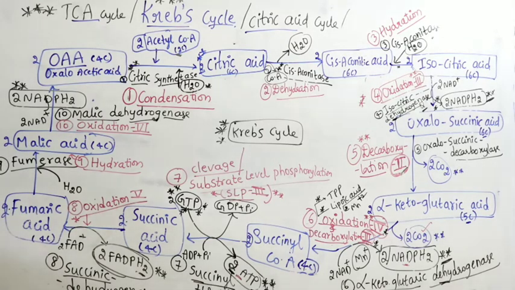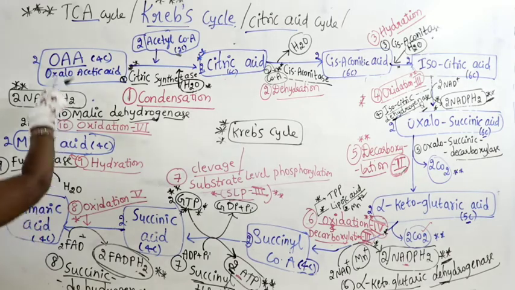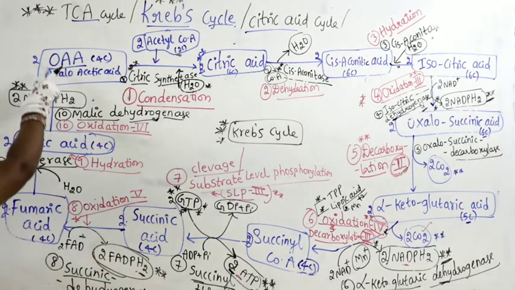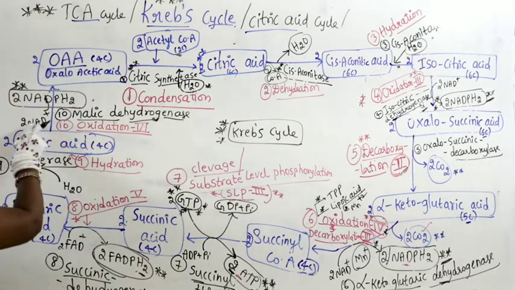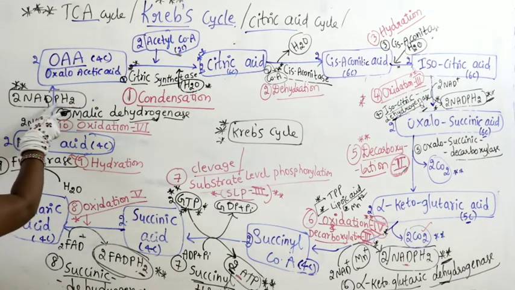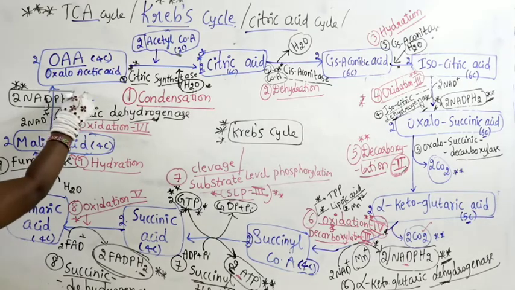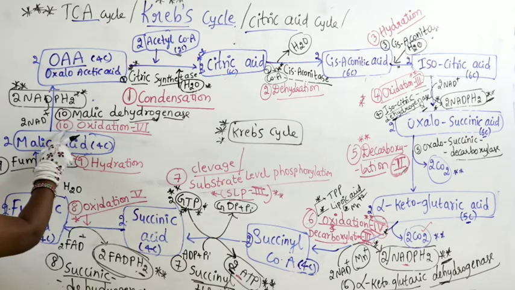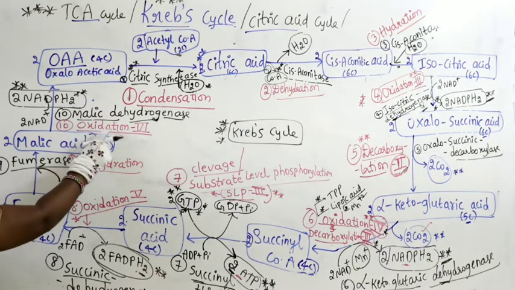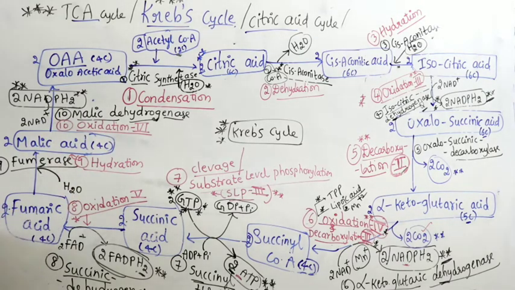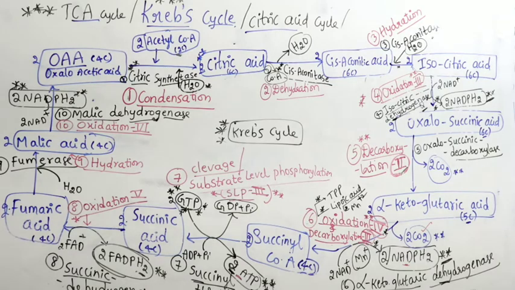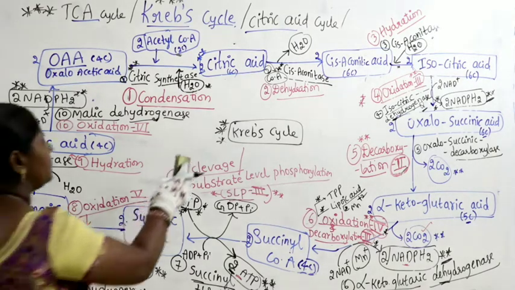In the next step, malic acid converts into oxaloacetic acid. Again there is a formation of NADH2. Energy is produced here. Name of the enzyme is malic dehydrogenase. Name of the reaction is oxidation number 6. Right. Now altogether, if you look at this Krebs cycle, let us look at what are the important things you have to remember in Krebs cycle.